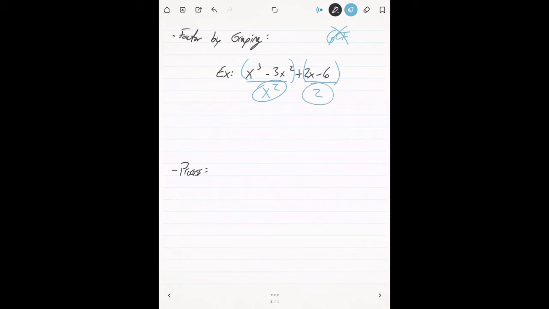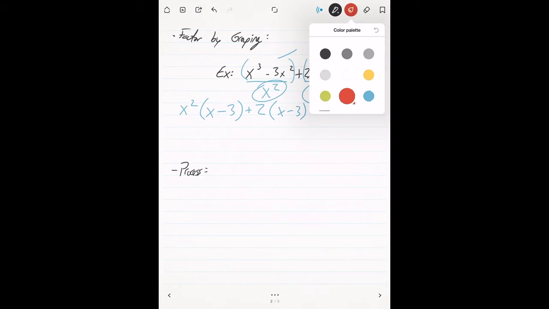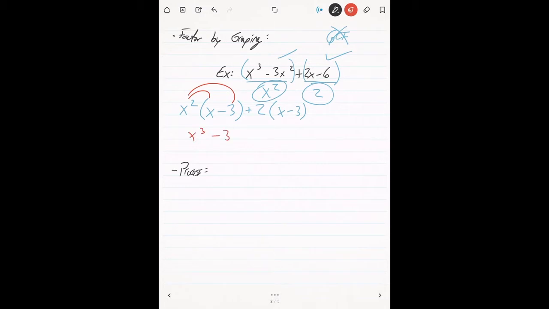What we're going to do with this is, I'm going to factor out the x squared from the first group. So when we divide out an x squared from everything, we're left with an x minus 3. And I'm going to divide out or factor out the 2 from the second group. So when I factor out a 2, we're left with an x minus 3. You can go ahead and check your work. If we went and redistributed each thing through, we get an x cubed minus 3x squared, and we get a positive 2x and a negative 6.